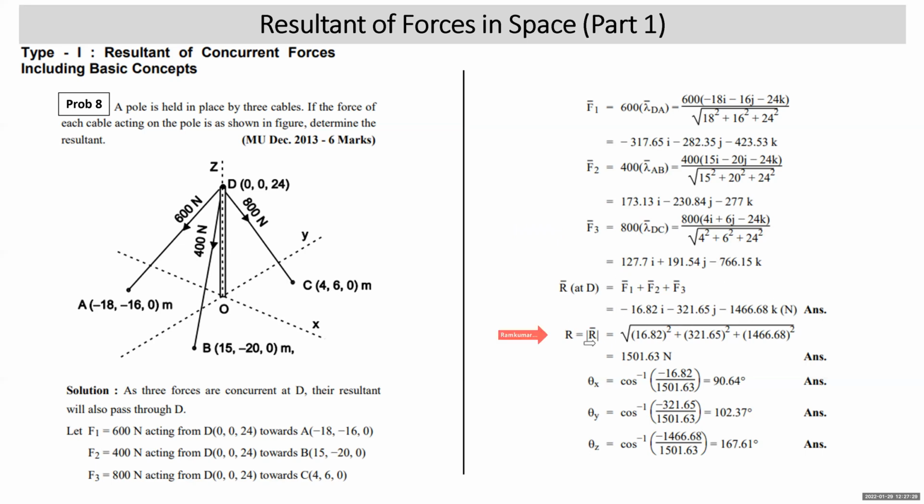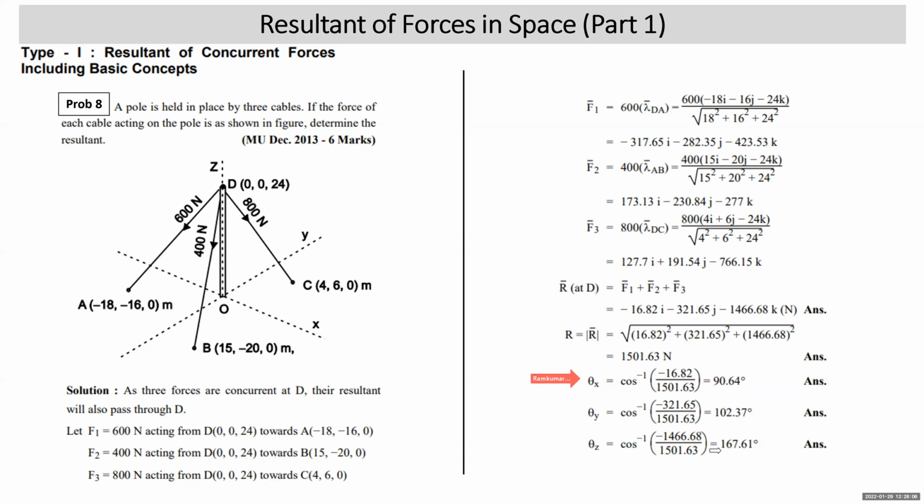To find the magnitude, take the square root of Fx square plus Fy square plus Fz square. All three components are negative, but when taking squares, we don't need the negative sign. So you got the resultant in magnitude. Now we will find the three angles the resultant makes with the x, y, and z axes. Theta x is cos inverse of Fx upon F, where Fx is minus 16.82. Theta y is cos inverse of Fy, minus 32.3, upon F. Theta z is cos inverse of Fz, minus 1466.68, divided by R.